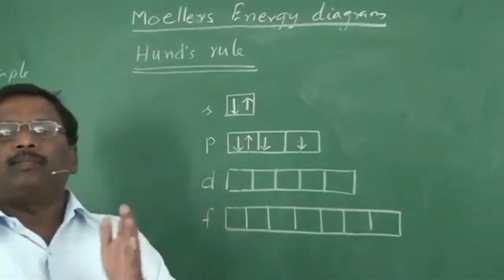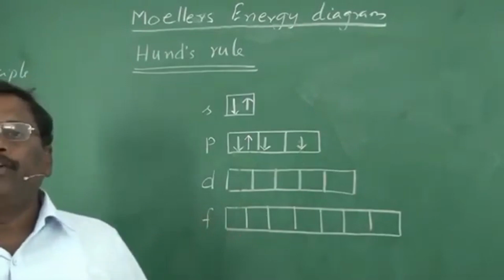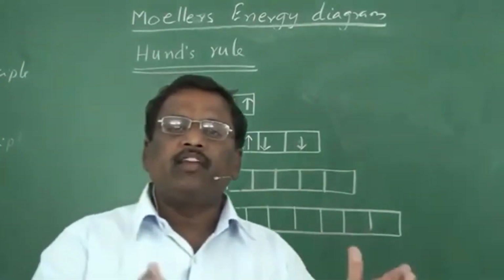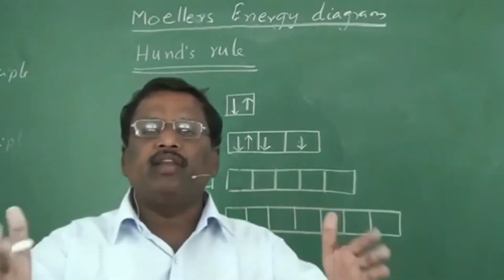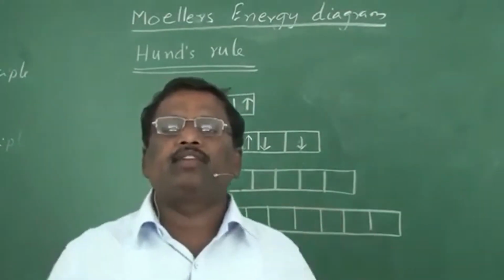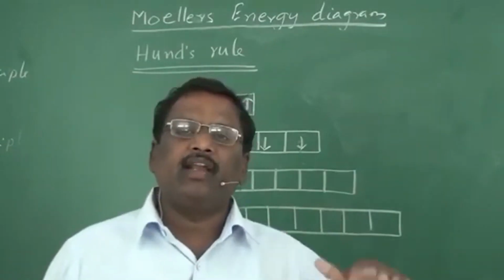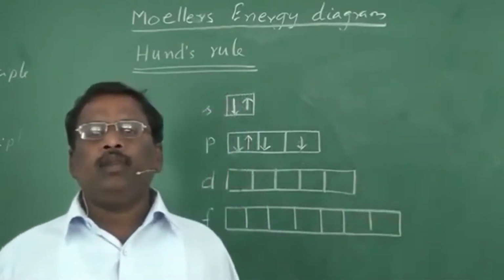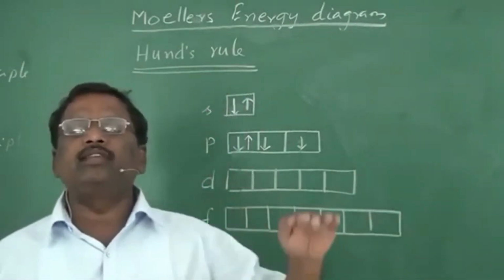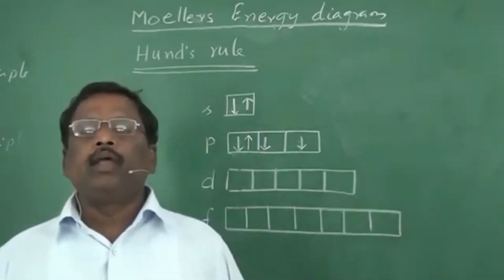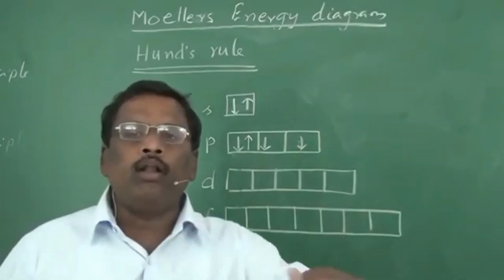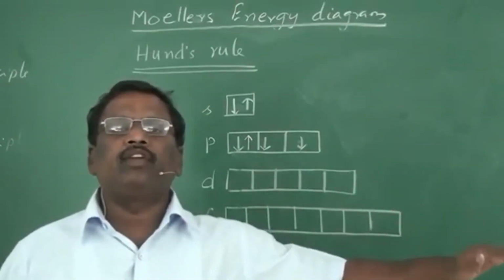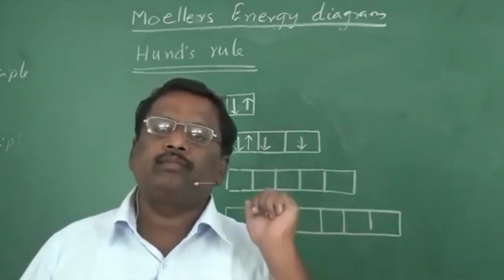3 p orbitals in a p sub-energy level, 5 d orbitals in a given d energy level, and 7 f orbitals in a given f sub-energy level will have the same energy. That's why they are called degenerate orbitals. When electrons enter into these degenerate orbitals, the pairing of electrons is possible only when all degenerate orbitals are filled with 1 electron each.